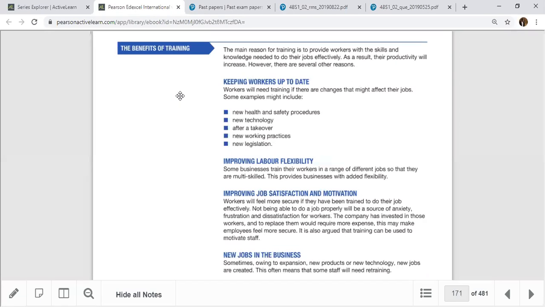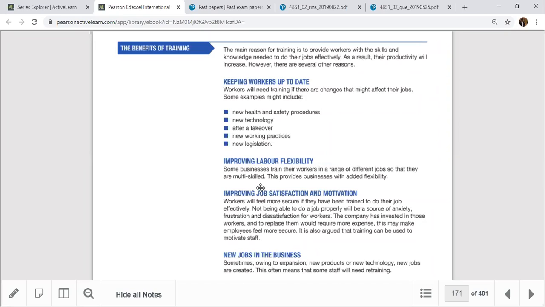Finally, you can see what the benefits of training are. There are general benefits of training. You can keep the workers up to date regarding health and safety, technology, after a takeover, new working practices, and new legislation. You have to keep them up to date.